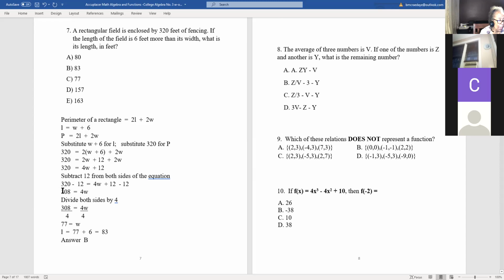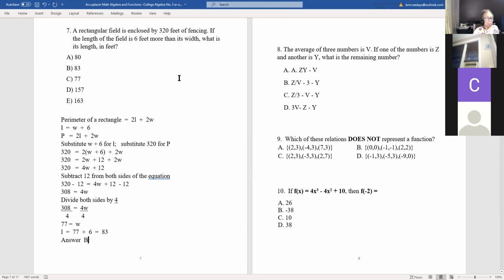4W is 308. Now that's a multiplication. So in order to find W, I've got to do the opposite of multiplication, which is division. Divide both sides by 4, and I get W is 77. But the question says, what is the length? So the length is 6 more than the width. So I add 6 to the width, 77, and I get 83, which is the length, and that's answer B.